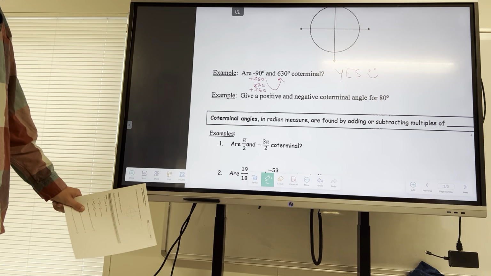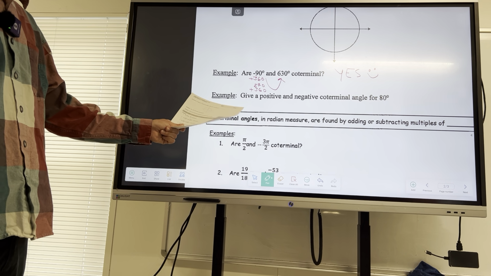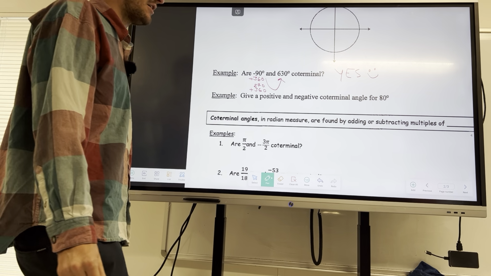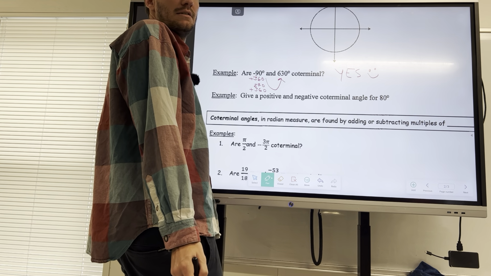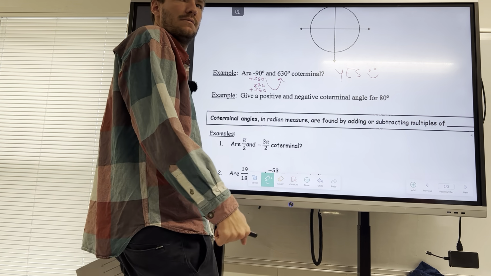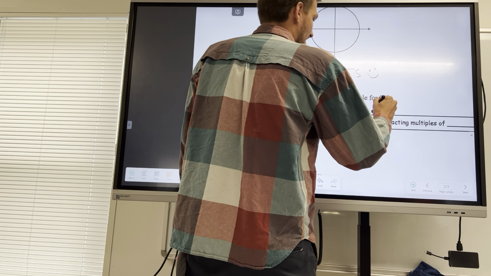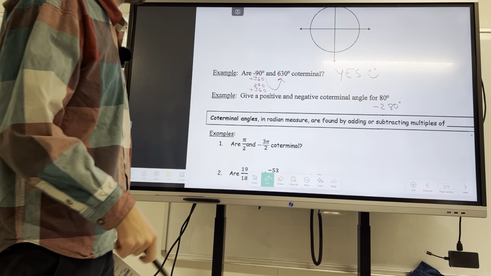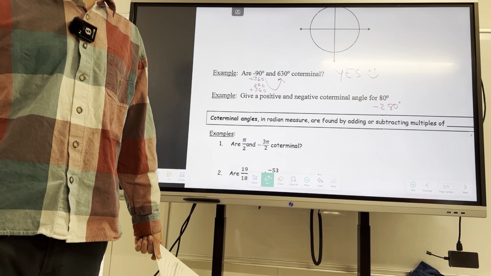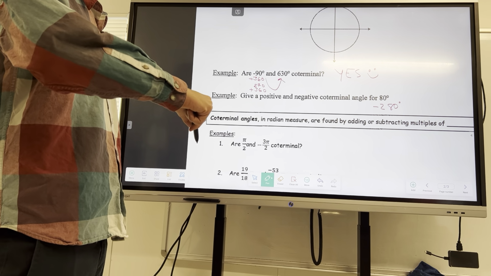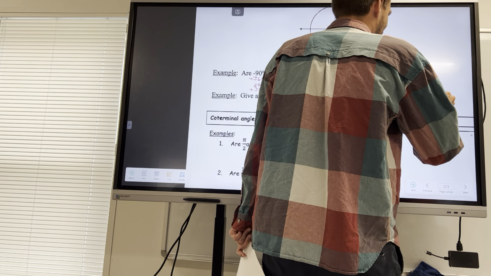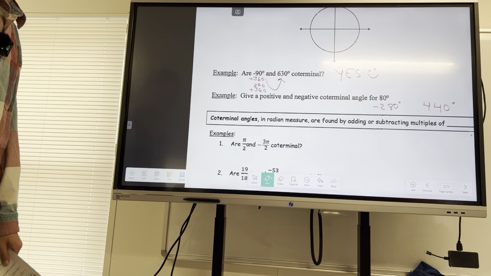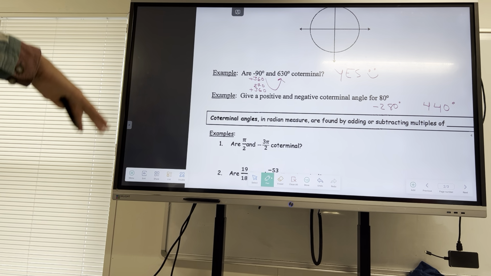Nice. Example. Give a positive and negative coterminal angle for 80. Easy. Who's got one of them? Just shout them out. What do we got? Negative 280 degrees is a valid coterminal angle that is negative because all we did was subtract 360. Who's got the other one? 440. Nice job. 440. The class is coming alive. Add, subtract, and so on.